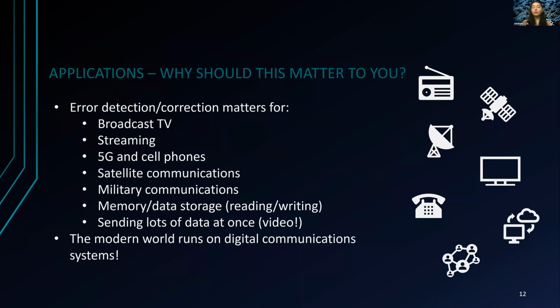Why should all of this matter to you? Because error detection and correction matters for broadcast TV, streaming, 5G and cell phones, satellite communications, military communications, memory data and storage, and sending lots of data at once, which is nothing too crazy. Even just streaming video on Netflix or Disney Plus sends a lot of data all at once. The modern world runs on digital communication systems, so having good error detection and correction is the name of the game.